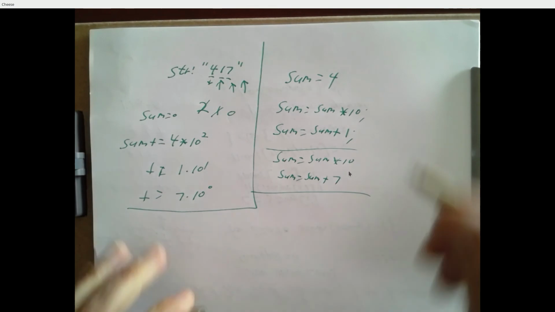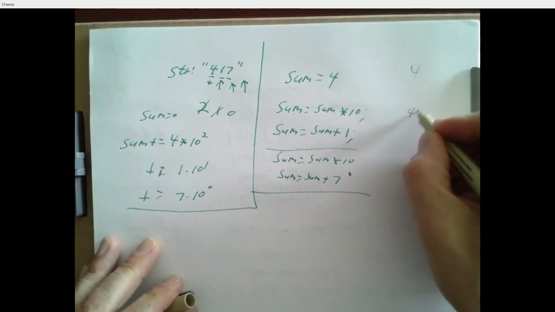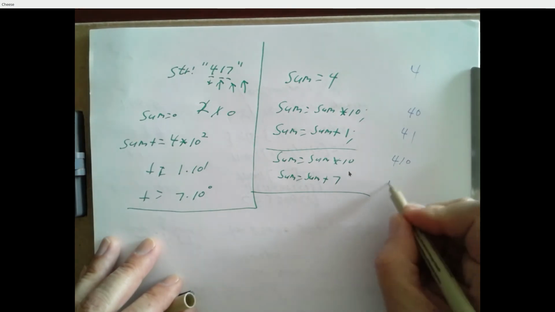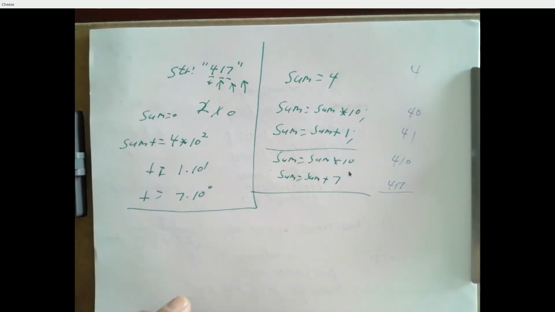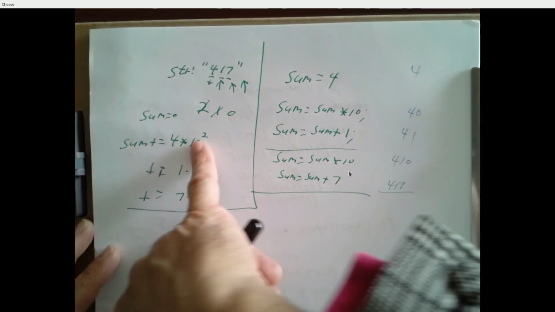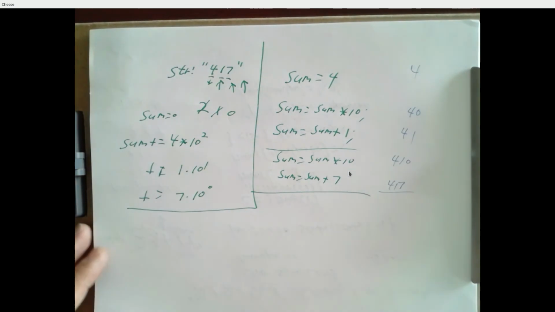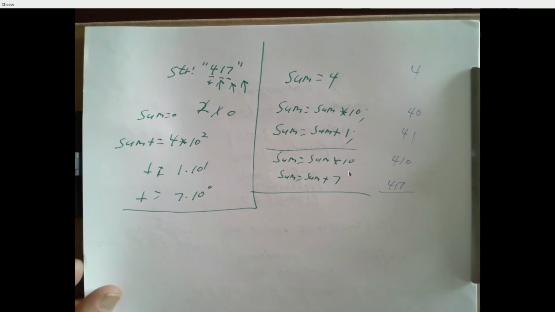So here sum's equal to 4, multiply by 10 it's 40, add 1 it's 41, multiply by 10 it's 410, add 7 it's 417. And that just saves you from having to calculate powers of 10, because we're basically calculating it by doing this multiplication. That's a slick little polynomial evaluation algorithm.